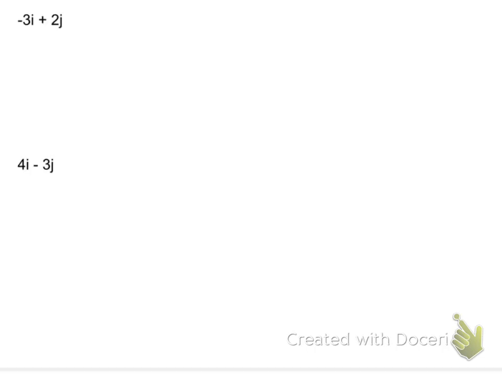Okay, so these are our two examples. We get through this and you guys get your homework. First step, plot it. So I make my axes. I'm going to go negative 3i plus 2j, which is 3 to the left and 2 up. That is my point. That is rectangular form. That's negative 3, 2. You guys should have no problem with this.